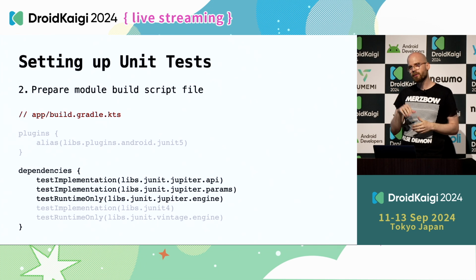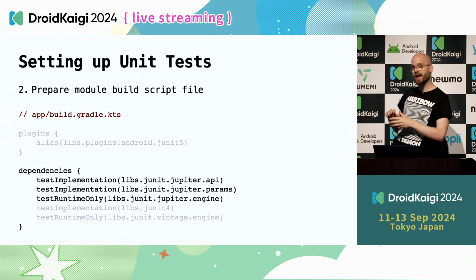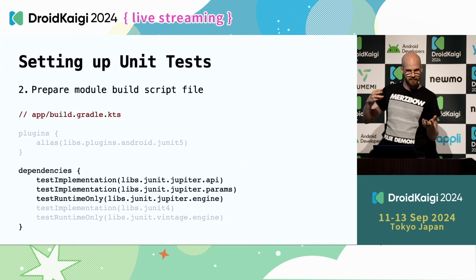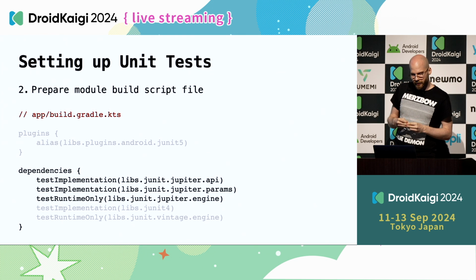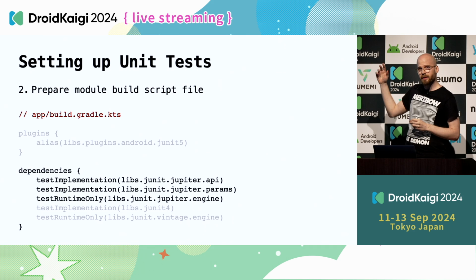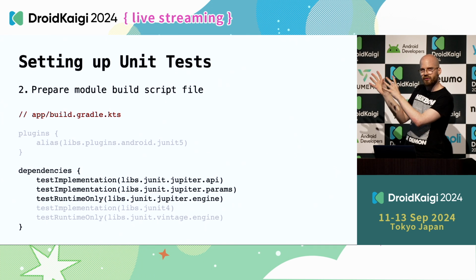And then you scroll down and go to the dependencies, and you add the Jupiter dependencies. You see here there's 3 different ones. It's the same 3 ones from before. And first we have the API and the params. Those are implementation dependencies.